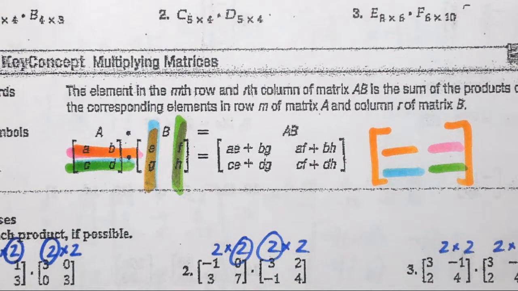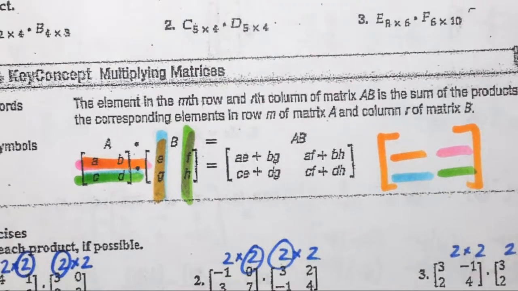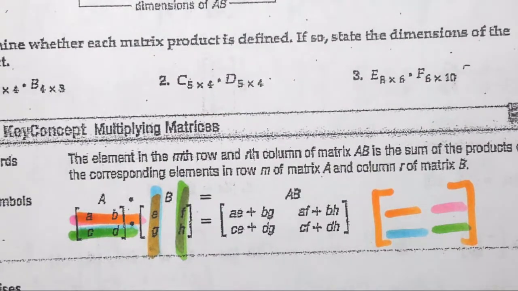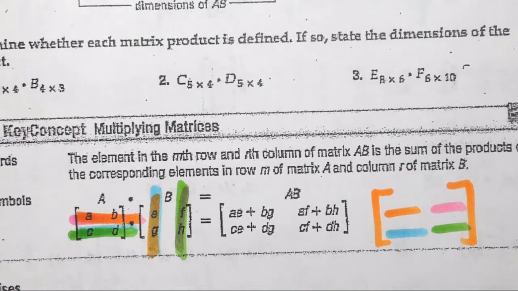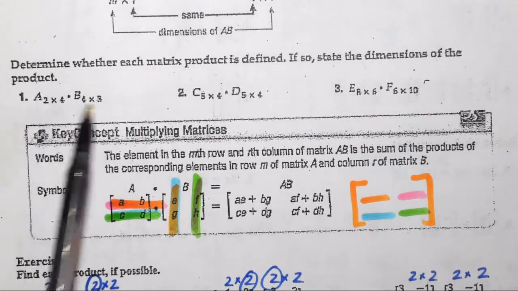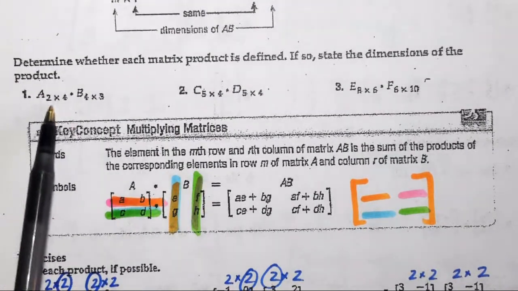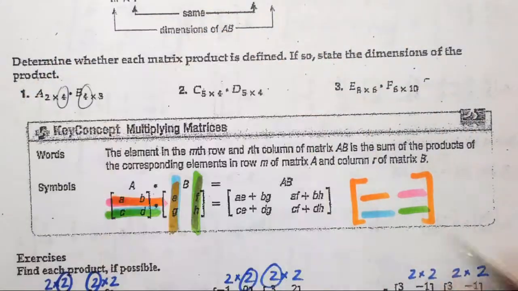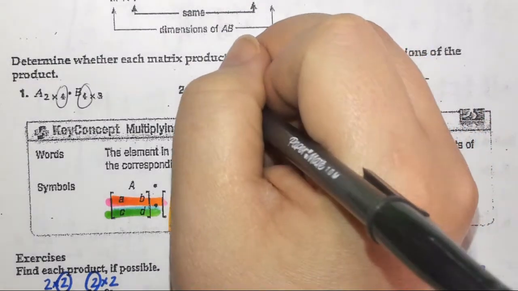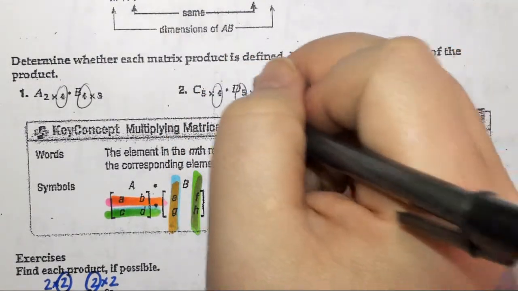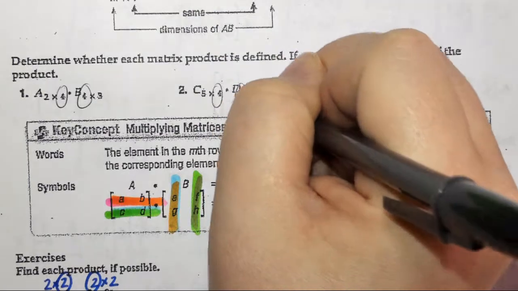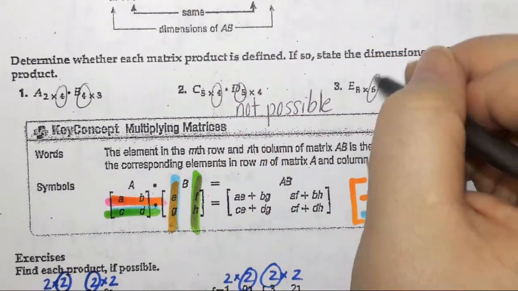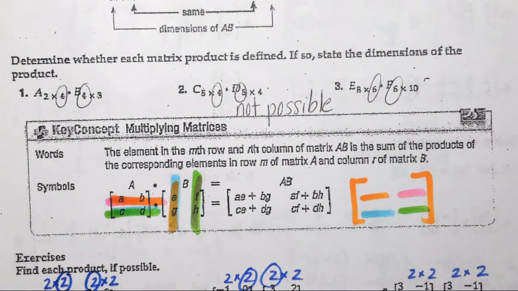But before we go crazy, let's look at 1, 2, and 3 at the top that I was trying to skip. So the top tells you that there are 6 matrices. One is A, it's 2 by 4. B is 4 by 3. Since these inside numbers match, we are going to be able to do it. The inside numbers don't match on number 2, so it's not possible. The inside numbers match on number 3, so we are going to be able to do it.